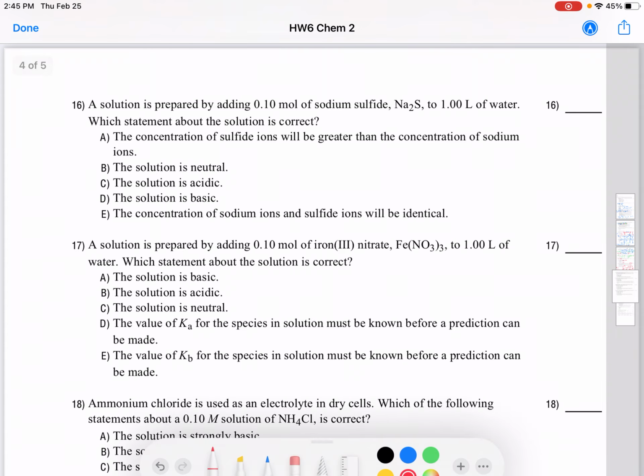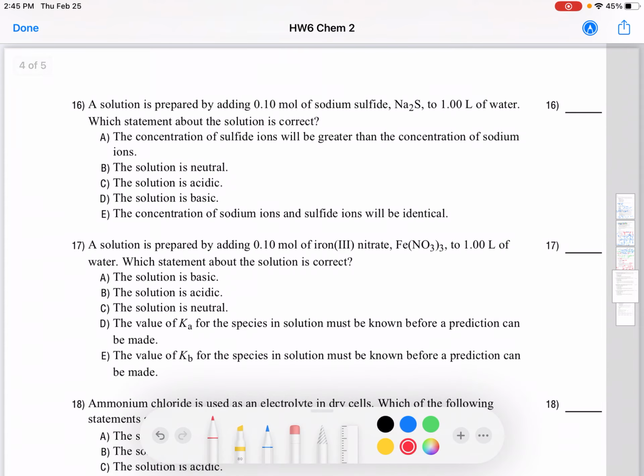Next one, similar. Now this solution is prepared by adding sodium sulfide and water. Which statement about the solution is correct? Again, the first thing you're going to do is once you are given this salt, you put it down and then write down what are the ions that it is going to form.